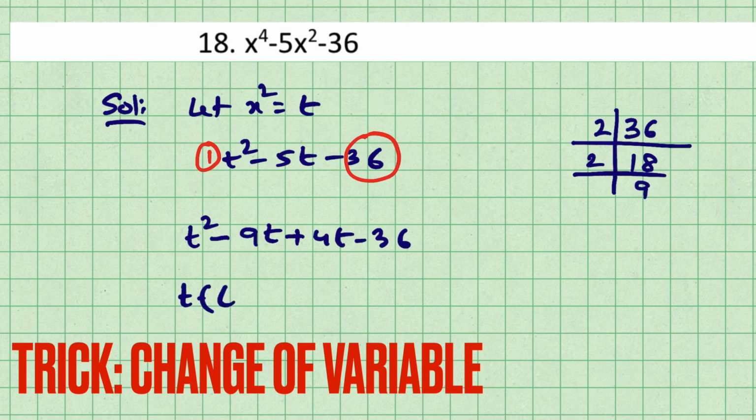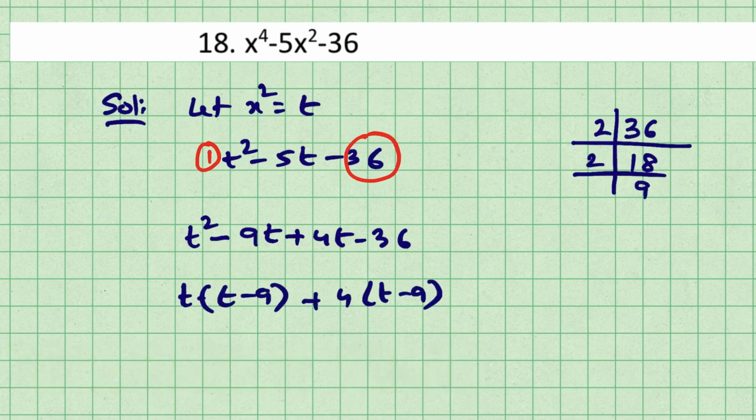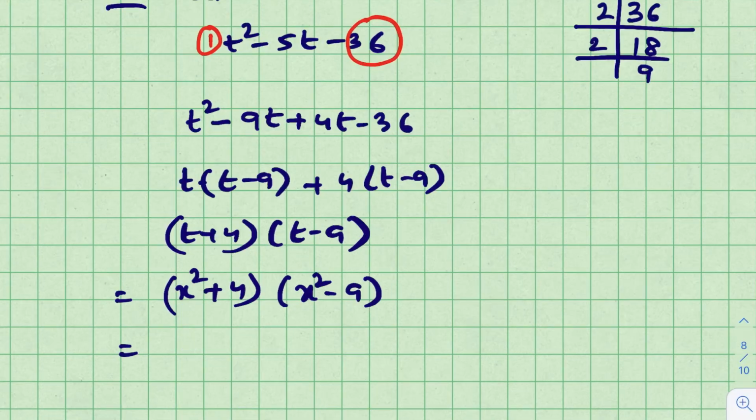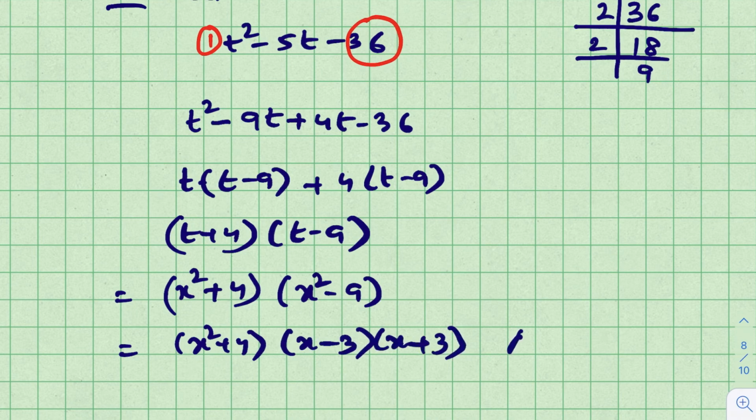t common, t minus 9; 4 common, t minus 9. The final answer will be t plus 4 into t minus 9. Now we will replace t with x square. So we will get x square plus 4 into x square minus 9. This can further be factorized into x minus 3 into x plus 3 using the formula a square minus b square. So this is the final answer.